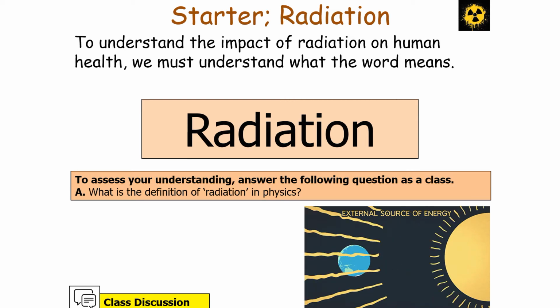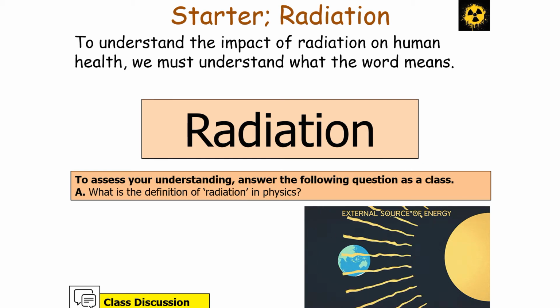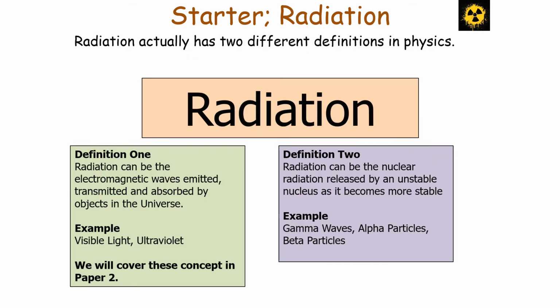Now, to understand the impact of radiation on human health, we've got to understand what the word means. So what is the definition of radiation in physics? Well, radiation actually has two different definitions in physics. The first definition is that radiation can be electromagnetic waves which are emitted, transmitted and absorbed by objects in the universe. So for example, visible light or ultraviolet or radio waves, and we cover these concepts in paper 2.